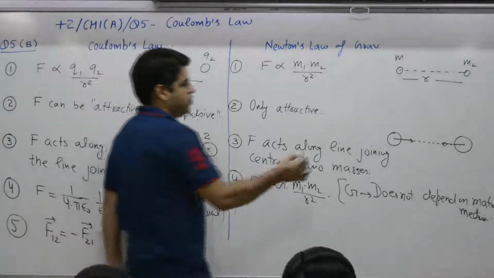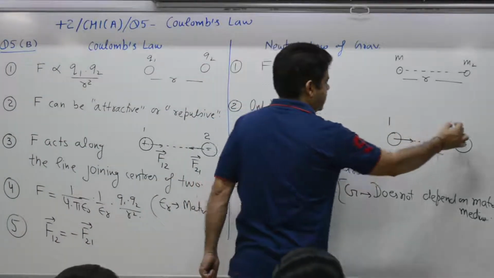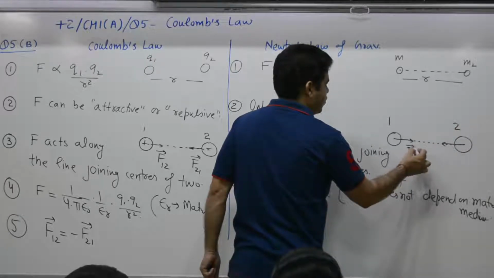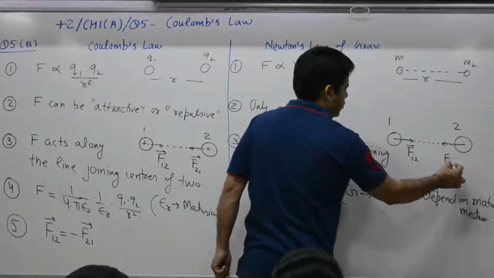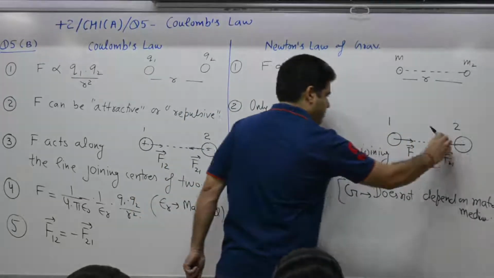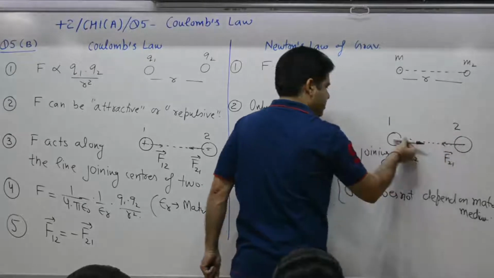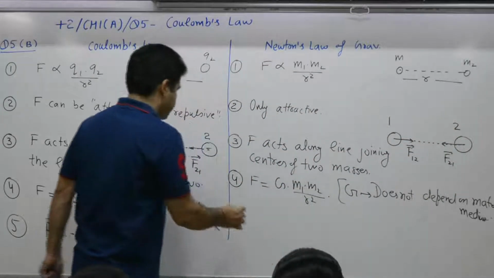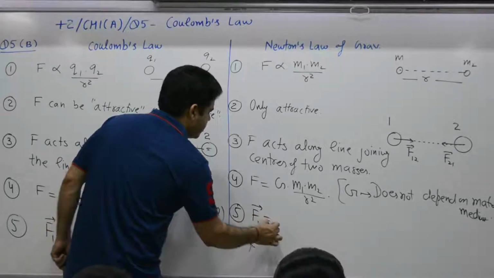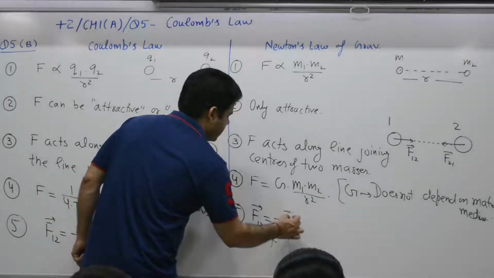Similarly here also, this is particle number 1, this is particle number 2, force on 1 due to 2 towards right, force on 2 due to 1 towards left. These two vectors, magnitude is same but direction is opposite. That is why F12 is equal to minus F21.